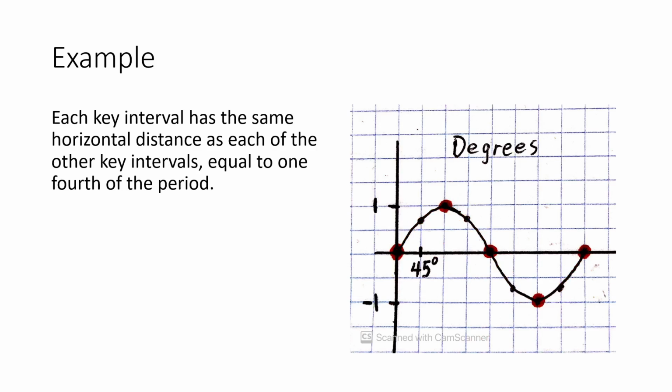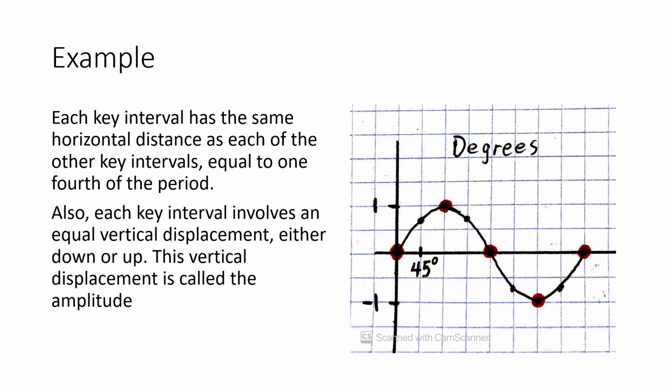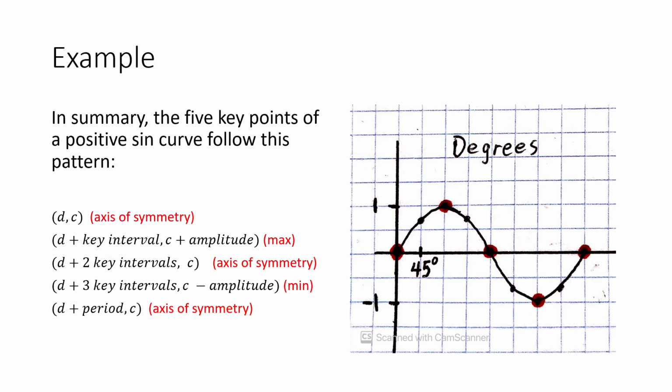Okay? Now, every one of these key intervals is going to have the same horizontal distance. So like we said a minute ago, that distance is the same as this distance, which is the same as this distance, which is the same as this distance. And we call that the key interval. And each of these key intervals has the same vertical displacement, as we said a minute ago, and that's equal to the amplitude.